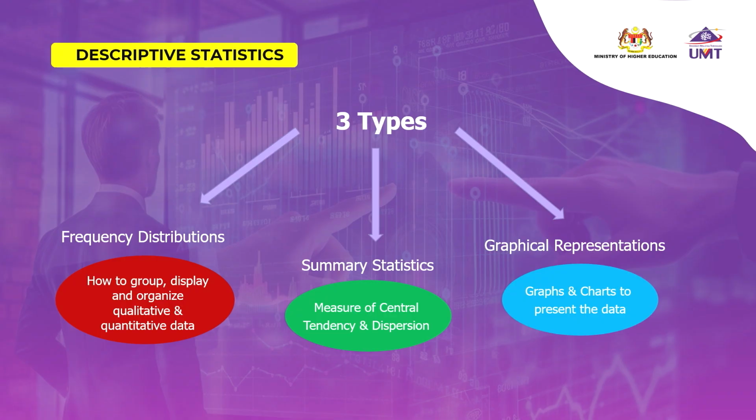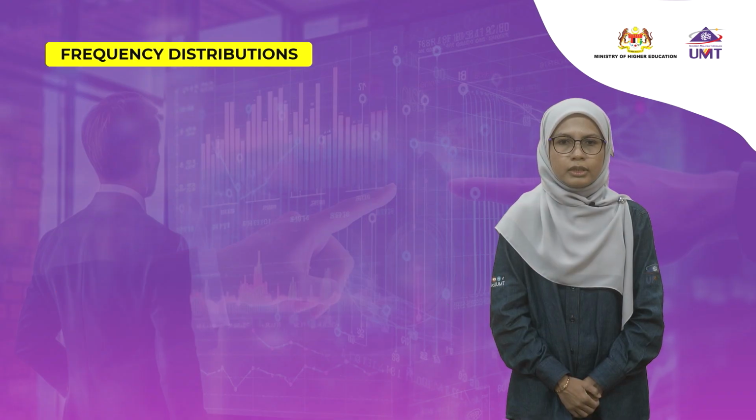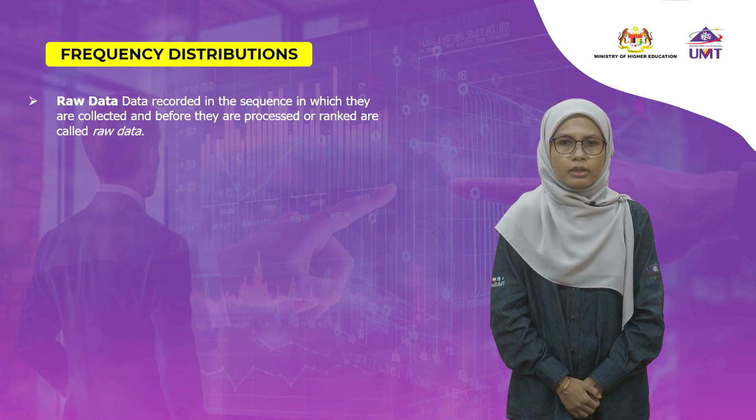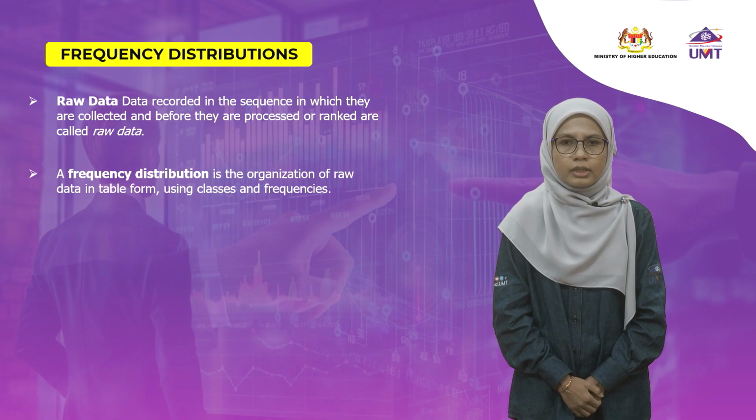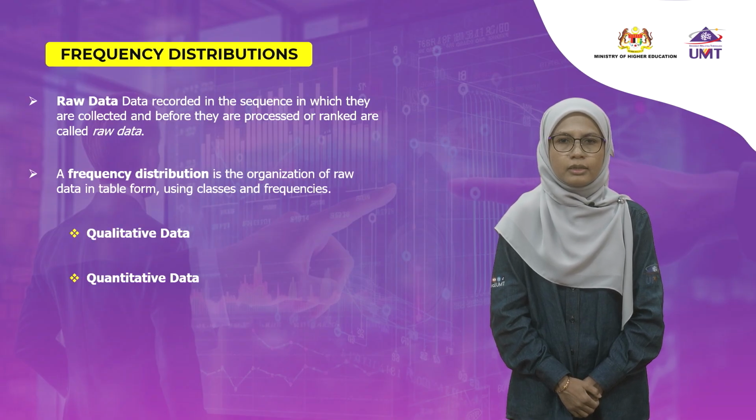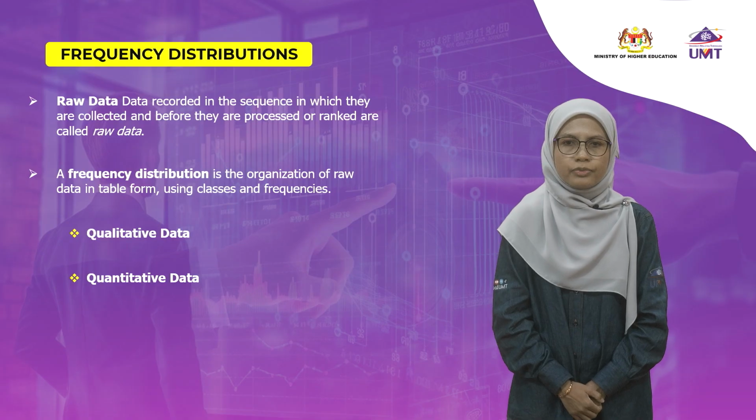Frequency distributions organize raw data into a readable format. Raw data is data recorded in the sequence in which they are collected and before they are processed or ranked. A frequency distribution is the organization of raw data in table form using classes and frequencies.